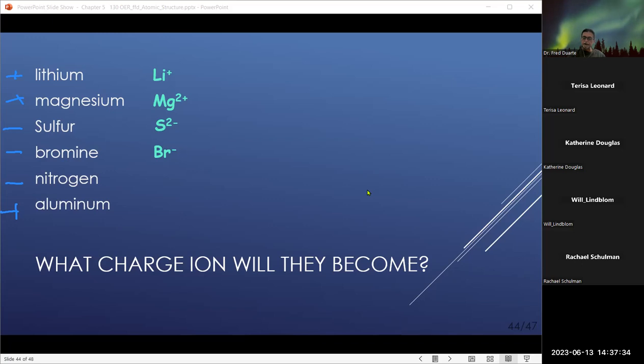And then nitrogen, it's in group 5A. It's a nonmetal. It will gain 3 electrons to have a new net charge as an anion of -3. And then aluminum is a group 3 metal. It will lose those 3 valence electrons and end up with a +3 charge. Okay, and so we've got sulfide, bromide, nitride.